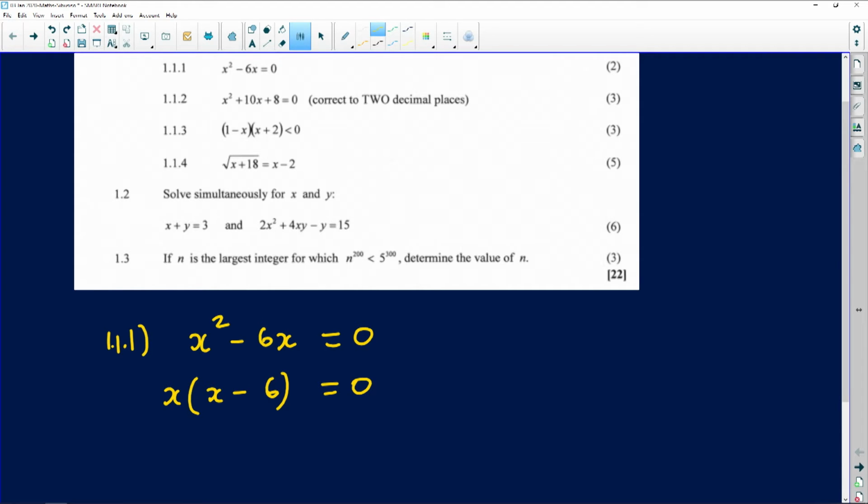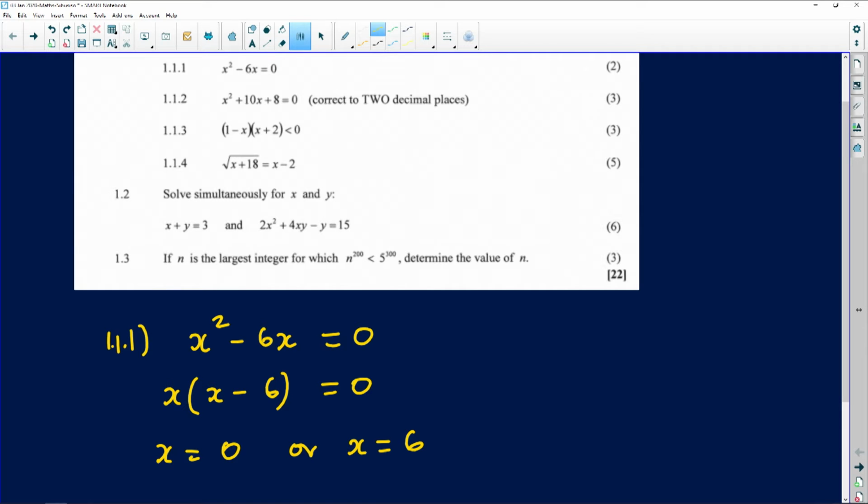Using the 0 factor law, when you multiply 2 things, and the answer is 0, either the first one has to be 0 or the second one has to be 0, which means x will then have to be equal to 6. It's not complicated. It's very simple, straight to the point. All you had to do is just take a common factor out and then use the 0 factor law to find a solution to this. All right, cool. Let's go to 1.1.2.